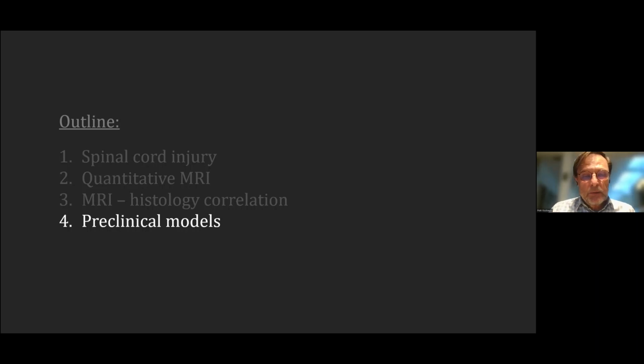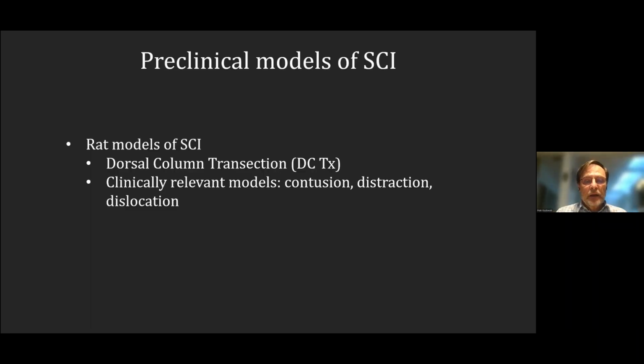Okay, so let's talk about the preclinical models. In our lab, we use essentially 4 types of preclinical models. The first one is the so-called dorsal column transection. It's a little bit artificial because it doesn't really show the actual primary injury type that happens in humans. But it's a very useful model, and I'll explain that in just a moment.